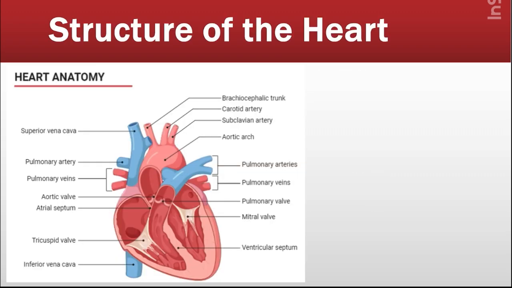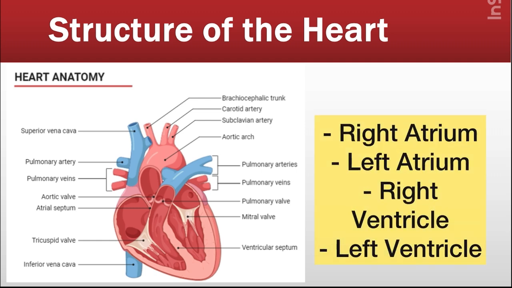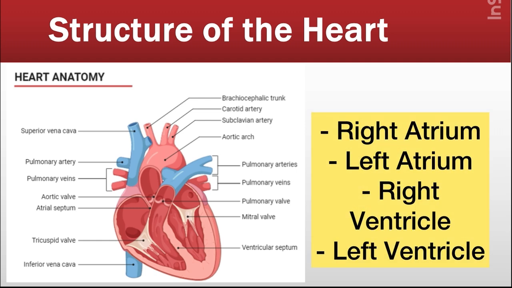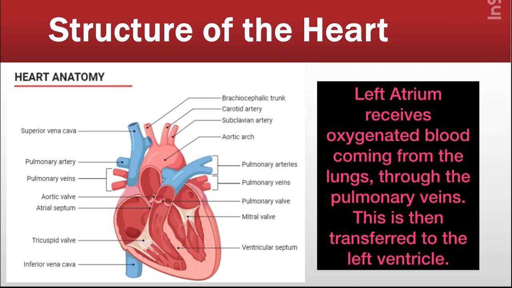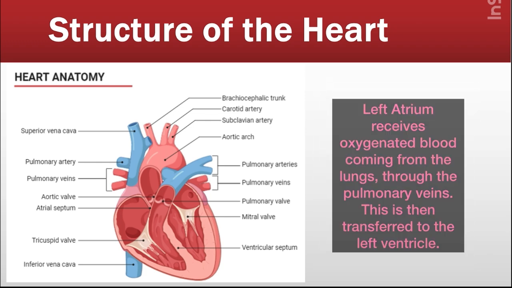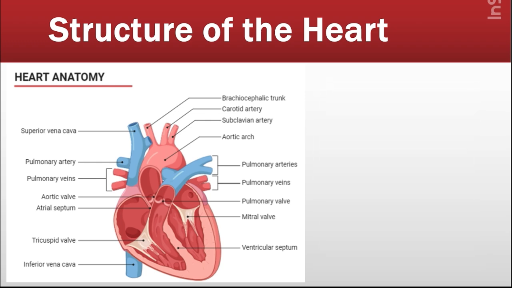Now, looking at the diagram, there are 4 chambers of the heart: the right atrium, the left atrium, the right ventricle, and the left ventricle. What's the role? The left atrium receives oxygenated blood coming from the lungs via the pulmonary veins, and this blood is then transferred to the left ventricle. Their respective pair has a different role.